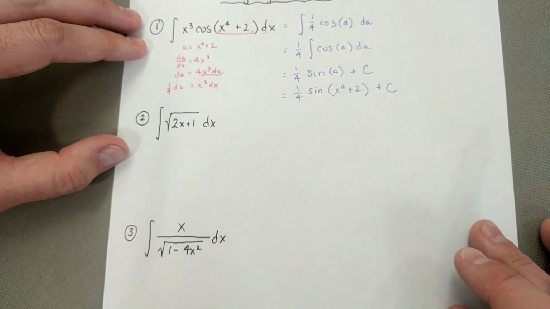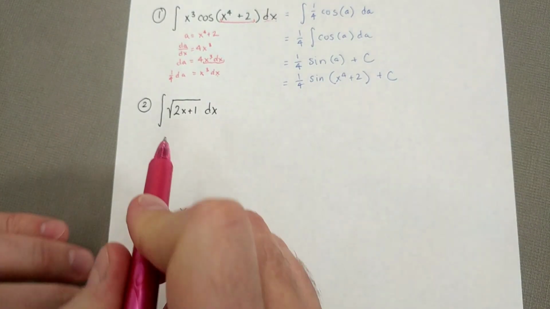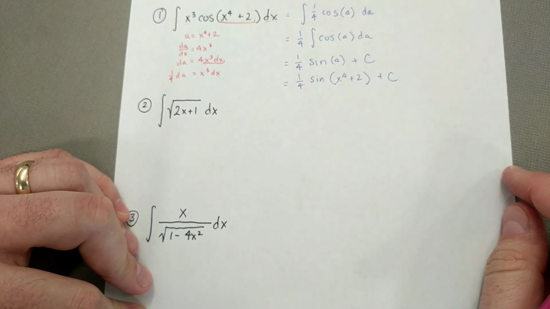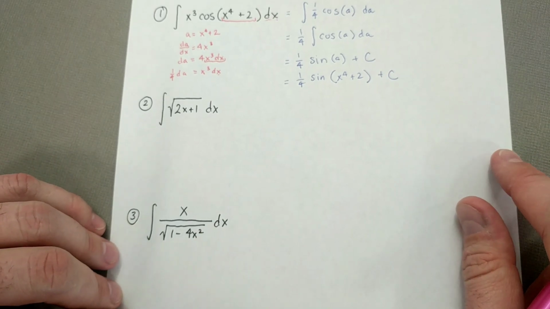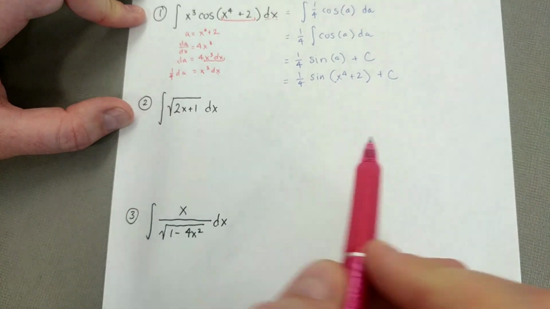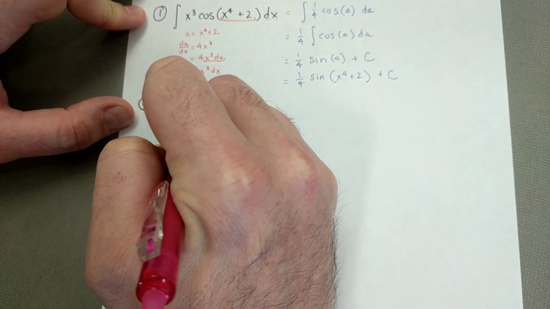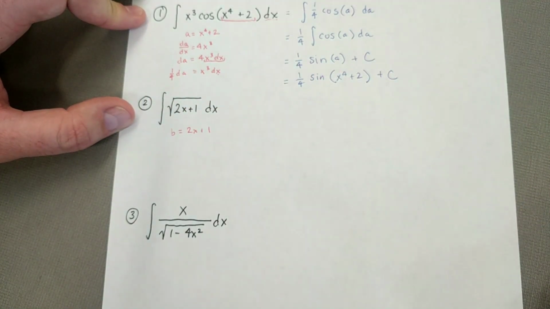So this one, the inside function is 2x plus 1. And for a moment, you might be like, I don't see its derivative anywhere. And that's technically correct. You don't see its derivative anywhere, but you can still use substitution on this because the derivative of this inside function is a constant. And so this will allow us to see how to compensate for that constant here.